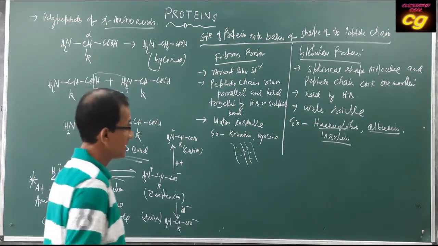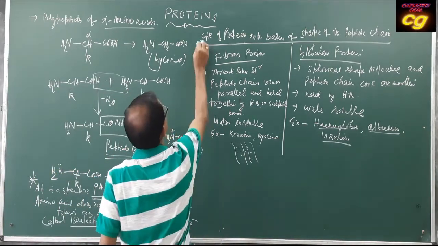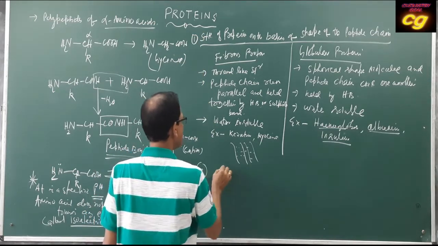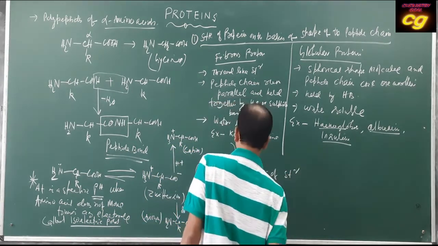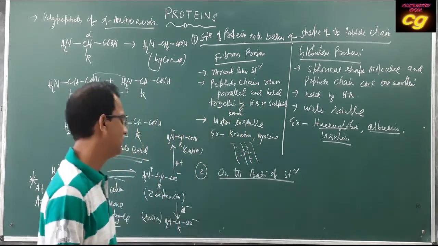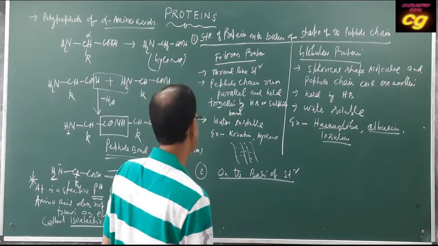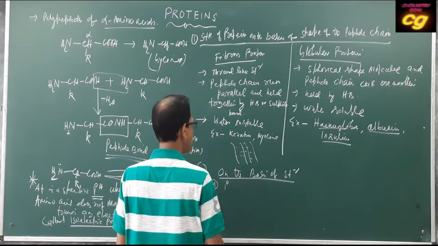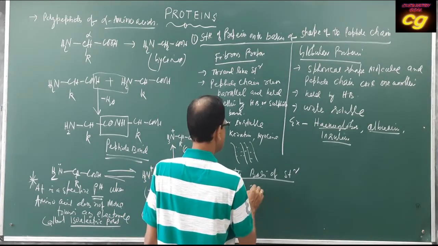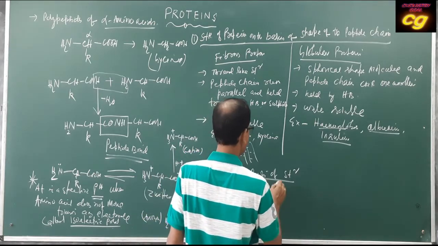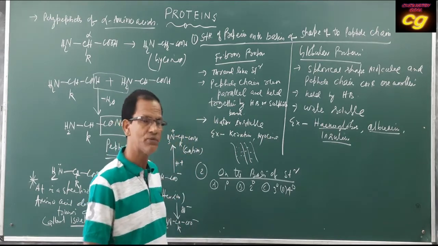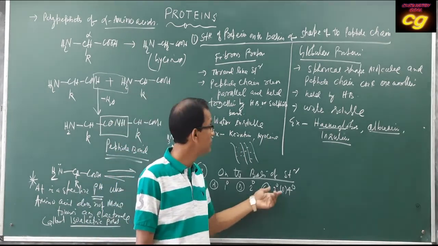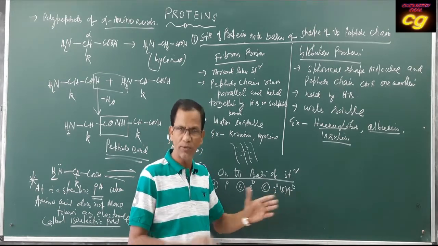Then we will discuss another classification, the classification of proteins on the basis of structure. On the basis of structure, proteins are generally of four types: primary structure, secondary structure, tertiary structure, and quaternary structure.